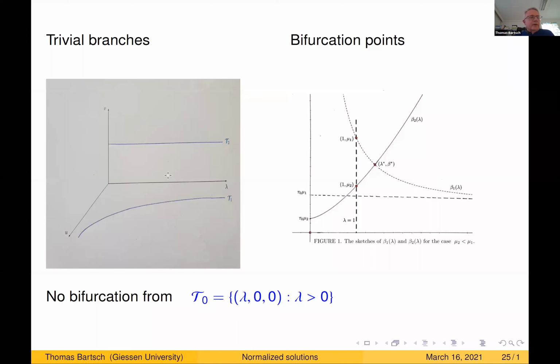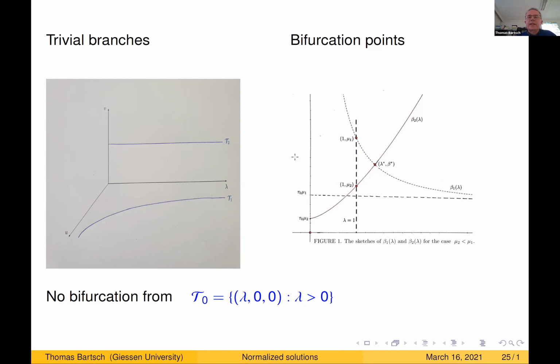For reasons of time, I cannot go into the details, but here is the semi-trivial branch. This is the case where u is equal to 0, then v does not depend on lambda. But if this is the branch where v is equal to 0, here the solution u depends on lambda, because there was the minus Laplacian u plus lambda u. We investigate when bifurcation takes place from the branches T1 or T2. It's easy to see that there's no bifurcation from the branch of trivial solutions. There's no bifurcation from this branch.